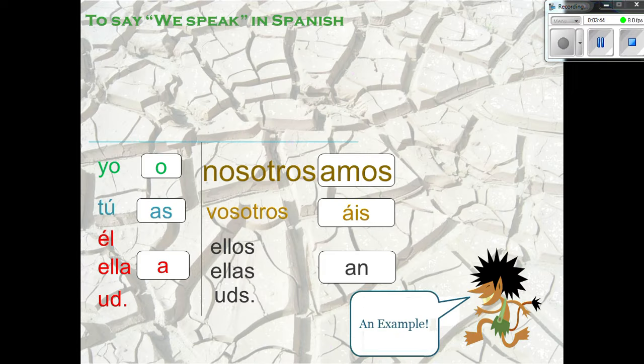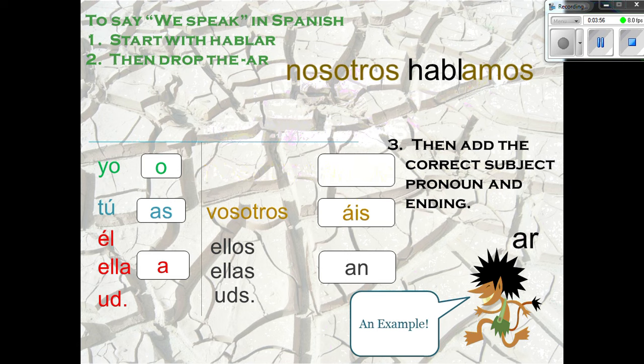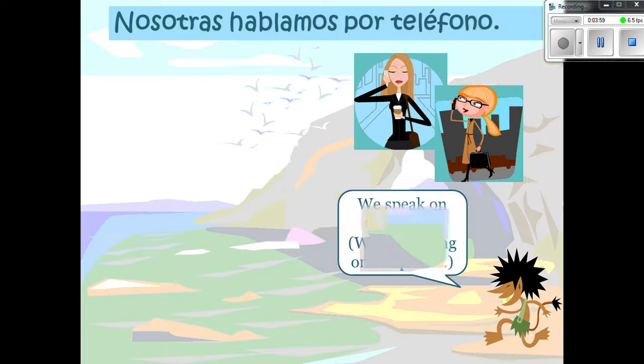Okay, last example. So to say we speak in Spanish, we start with our infinitive verb, hablar. We take off the AR. And to say we speak, I know nosotros is my subject pronoun. I add amos, nosotros hablamos. And that's how I conjugate regular AR verbs.